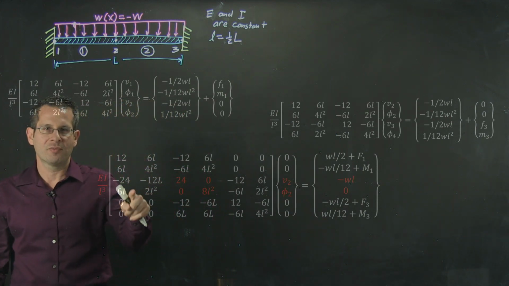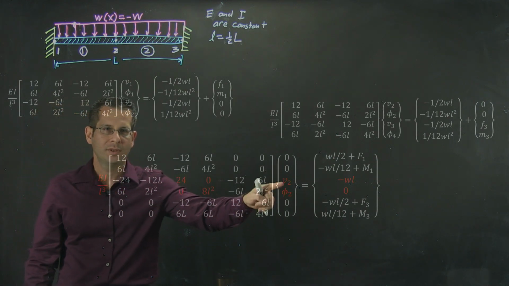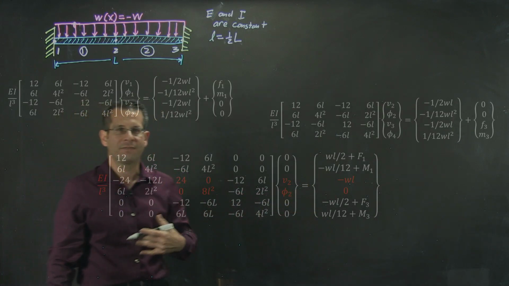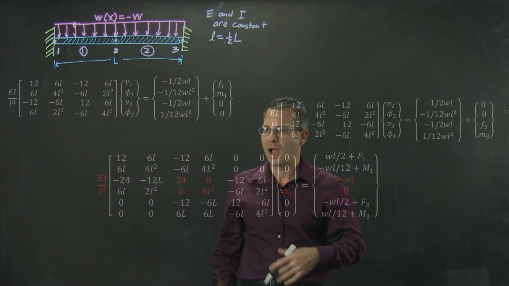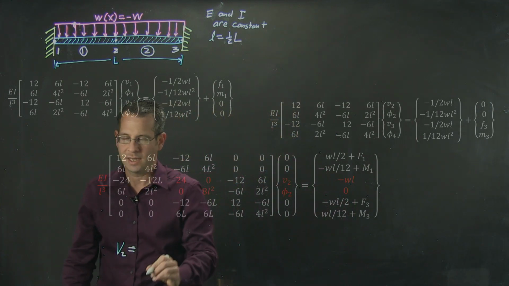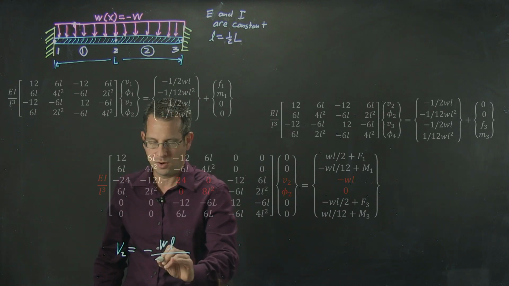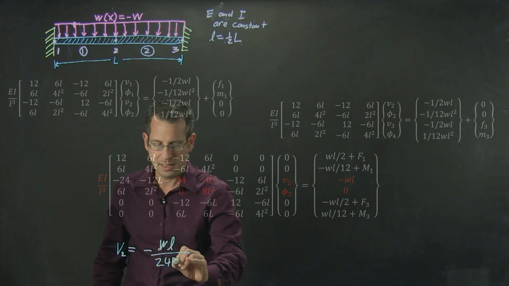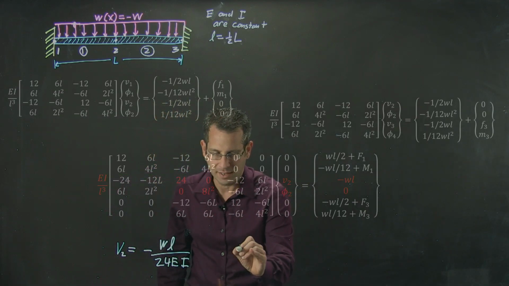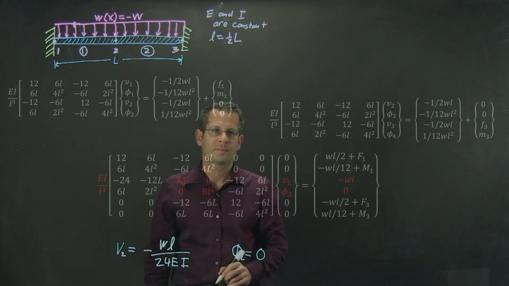Highlighting in red, I'm really just simply solving this 2x2 problem that represents these terms here. That's fairly simple to solve. I will find that V2 equals negative W lowercase l over 24 EI. I will also find that phi2 equals 0.